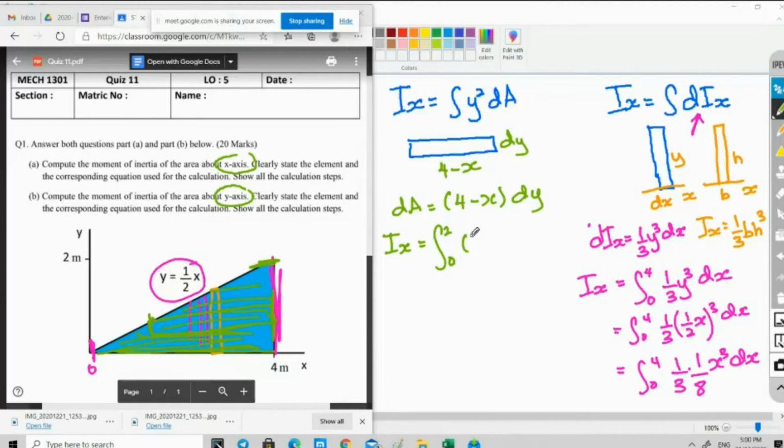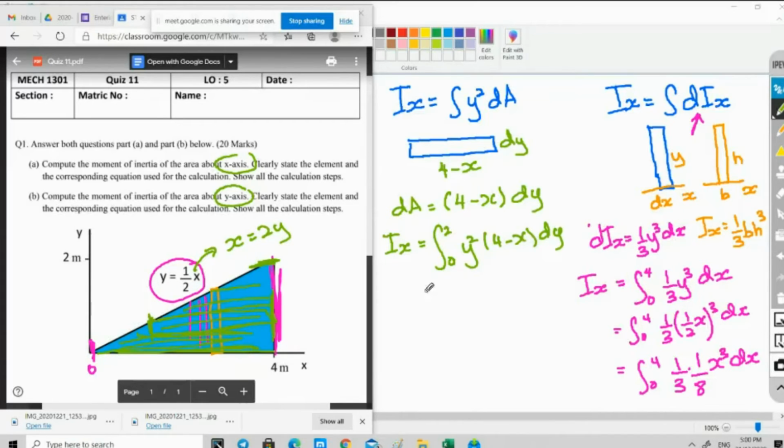So you have y square, and then plug in dA, the whole thing here, (4 minus x) dy. Of course you have to integrate with respect to y, so this x has to be converted. From here you can get x equal to 2y. Is it x? Yep, x equal to 2y.